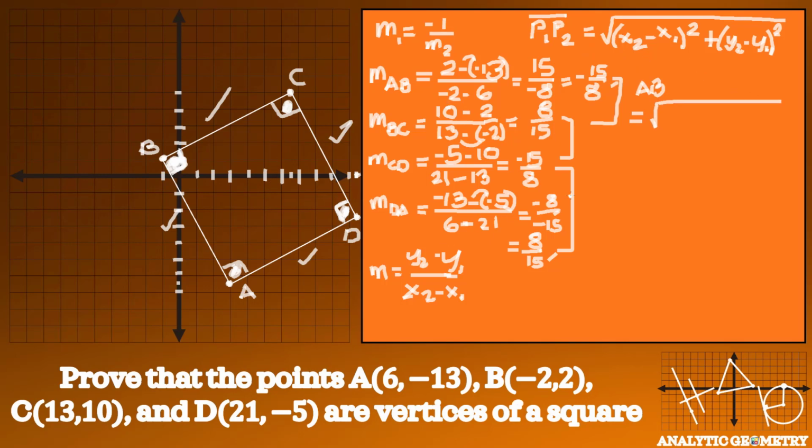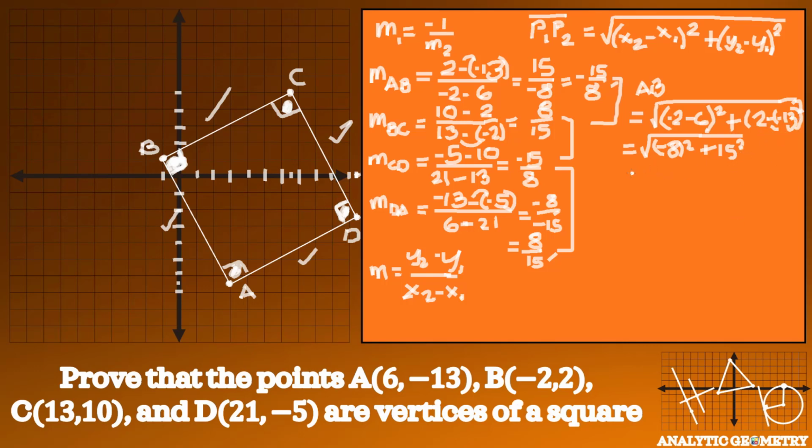Our x sub 2, let's have B as our second point. X sub 2 is negative 2 minus our x sub 1, which is 6. You square that, plus you will have here for your y sub 2, 2 minus negative 13, and you square that as well. Okay, so you will have here negative 8, you square negative 8, that's 64. Okay, then you have plus 15, that's 15 squared.